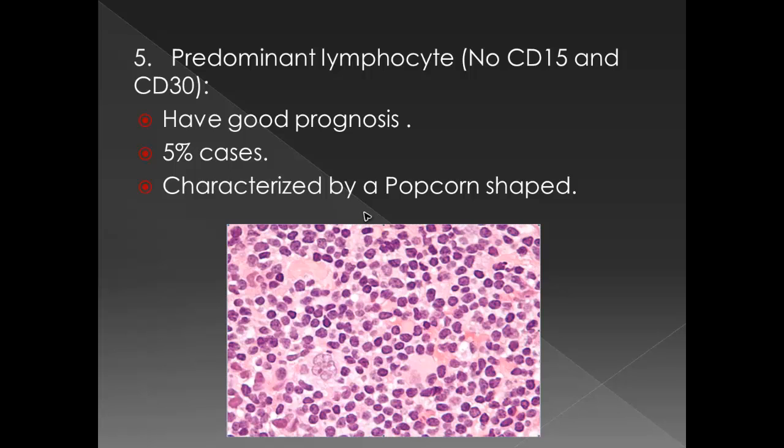The non-classic classification of Hodgkin lymphoma is called nodular lymphocyte predominant, which has no CD15 and CD30 receptors in their membrane. They have another type of CD receptor. It is called predominant lymphocyte because the lymphocytes have the major number relative to the Reed-Sternberg cells. The Reed-Sternberg cells have a popcorn shape in this condition, and it has a good prognosis.